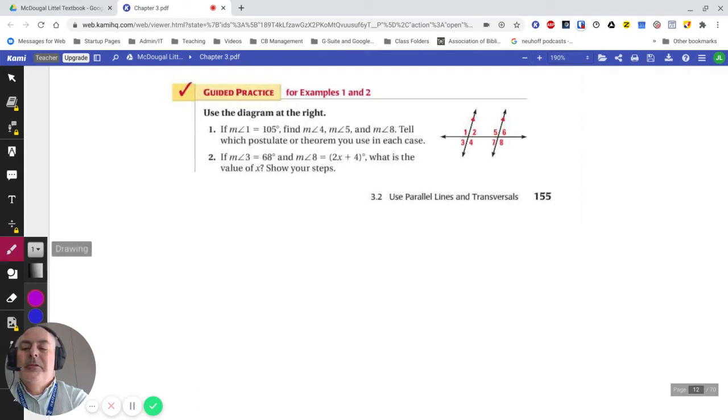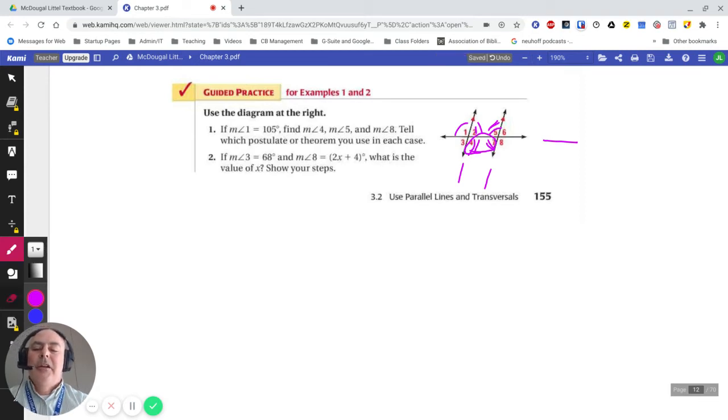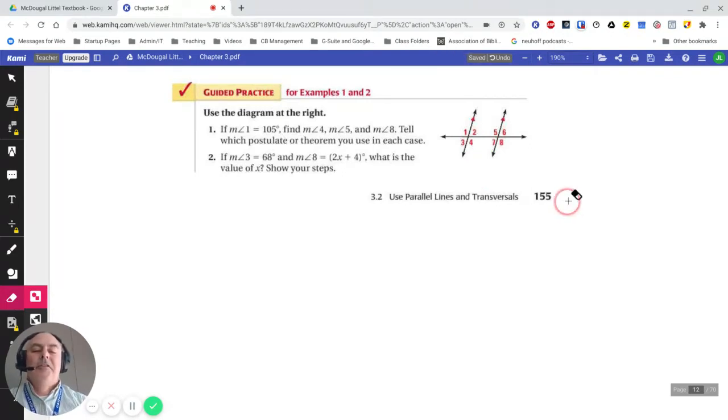Here's another example. I have two parallel lines and a transversal. So I know my corresponding angles will be equal. My alternate interior angles are equal. Remember, I have two sets of those as well. My alternate exterior angles are equal, and my consecutive interior angles are going to be supplementary. And so I have a lot of angle relationships here that I can apply in order to find the measurements of each one.